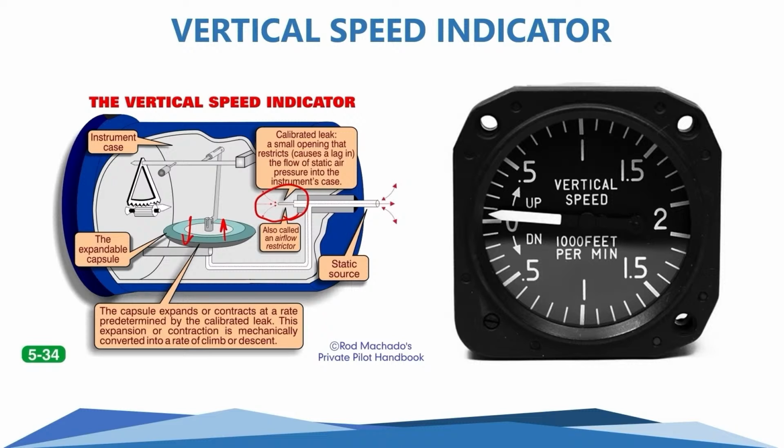The VSI provides basically two pieces of information. It will provide the rate and the trend. The trend is basically what initially happens. In this case, if it heads this way, we are climbing. If it goes that way, we are descending, okay? So that would be the trend.